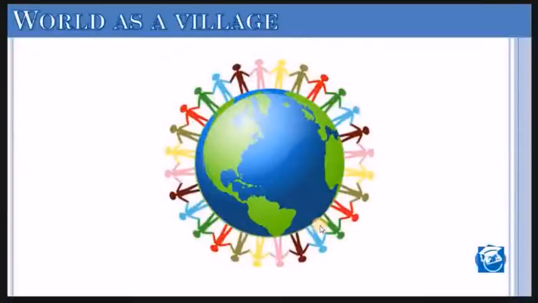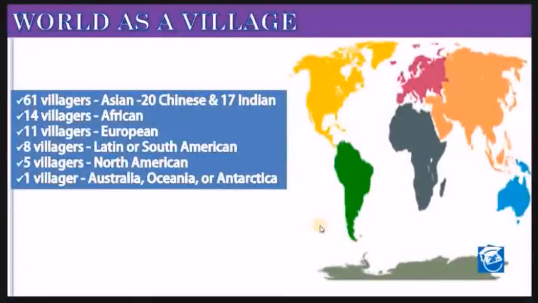Imagine the world to be a village of 100 people. Then we would have such arrangements. 61 villagers would be Asian, 20 Chinese and 17 Indian based on their individual population density. 14 villagers African, 11 villagers European, 8 villagers Latin or South American, 5 villagers North American, and 1 villager from Australia, Oceania or Antarctica.